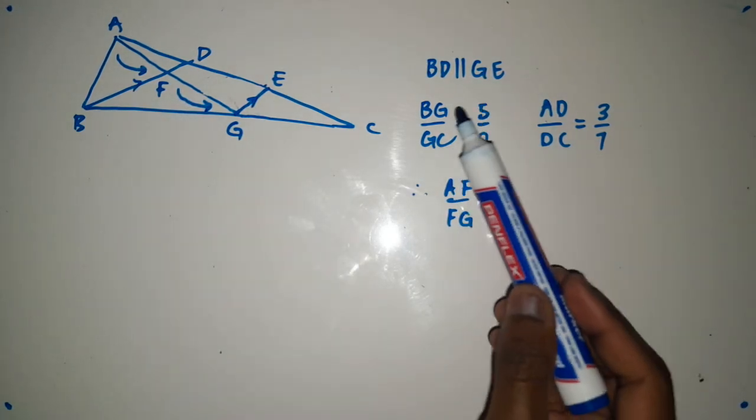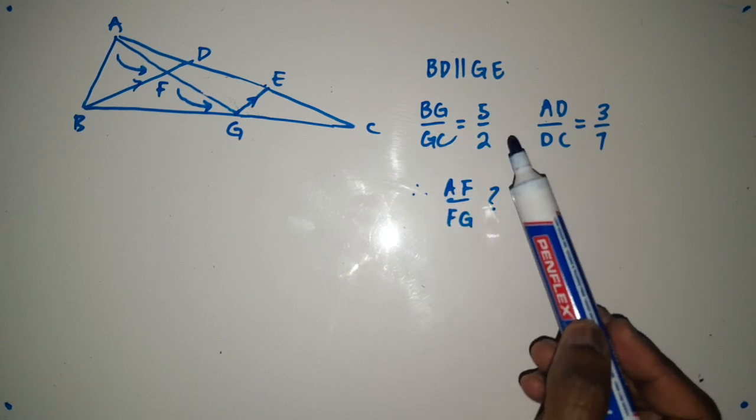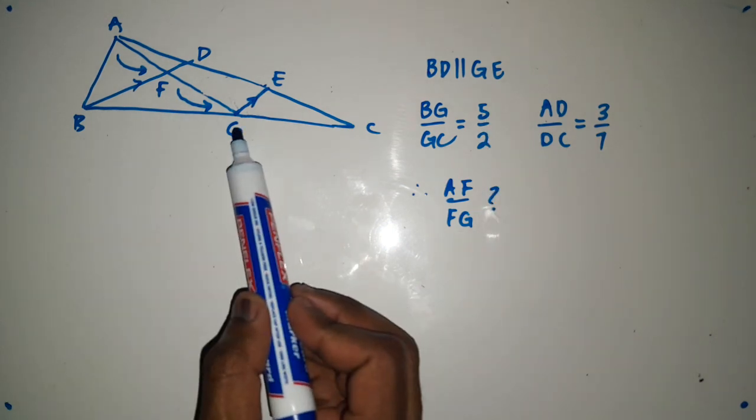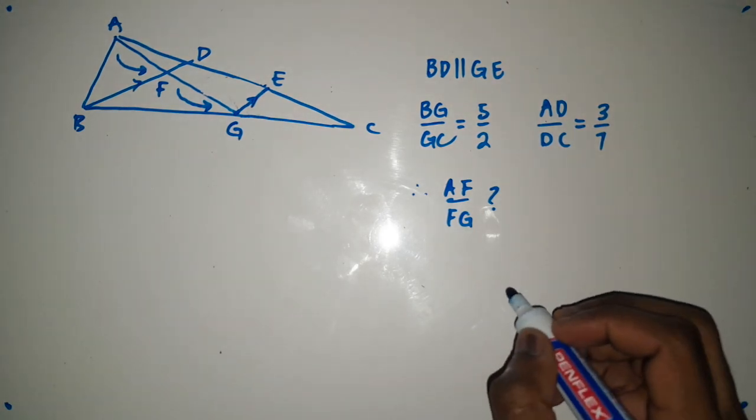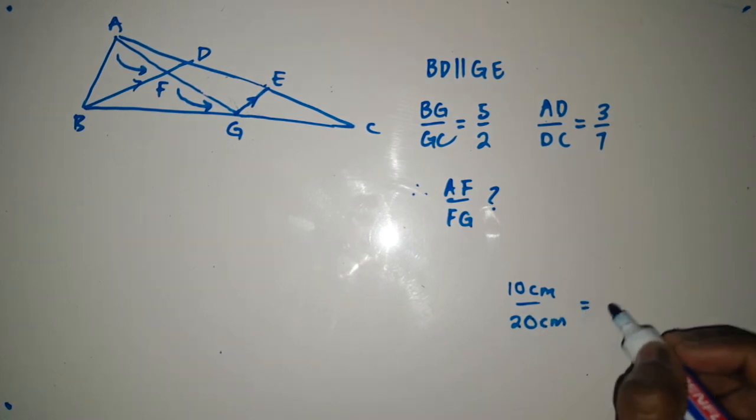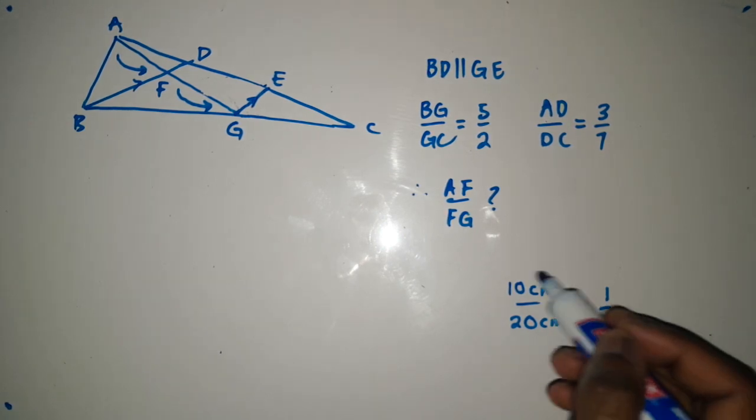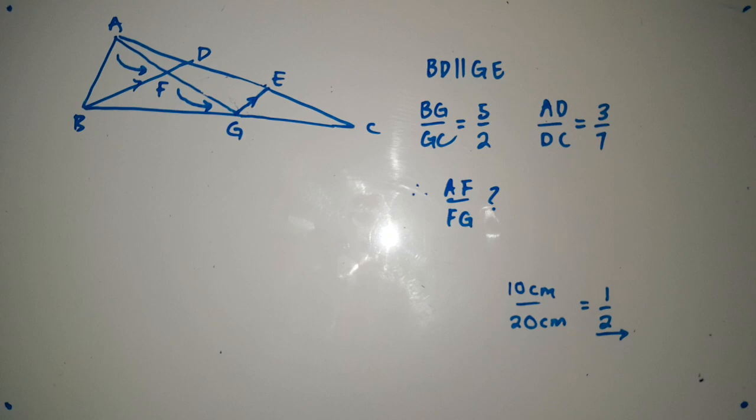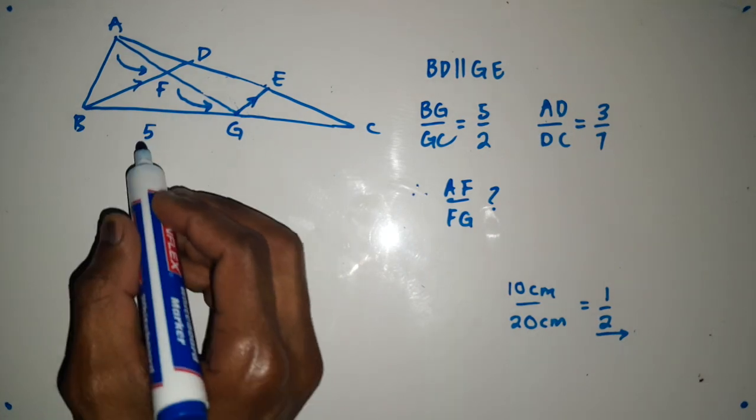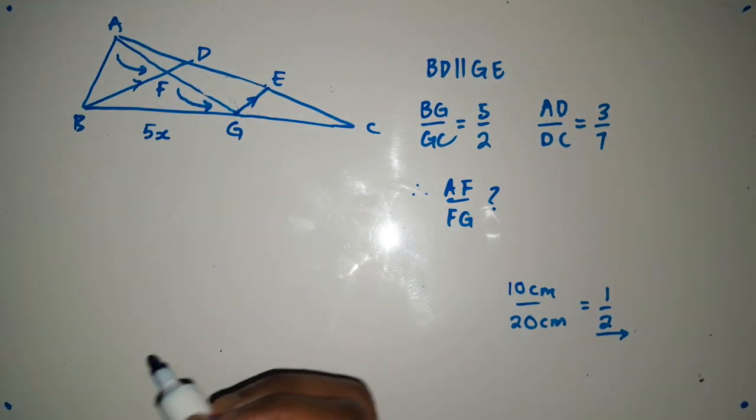They gave us the ratio of BG and GC, which is 5/2. Bear this in mind. This is a ratio. It's not the length of this. It's like if I have 10 centimeters divided by 20 centimeters, this would give me 1/2. This is just a ratio, not an actual length. Now BG is going to be 5. My advice, immediately after writing this, put a variable, let's say x, because now it's a ratio.